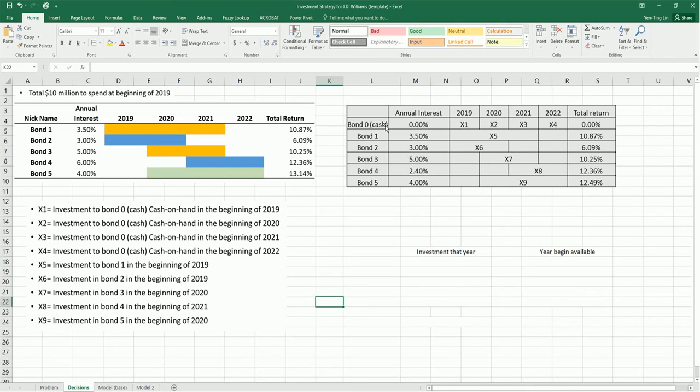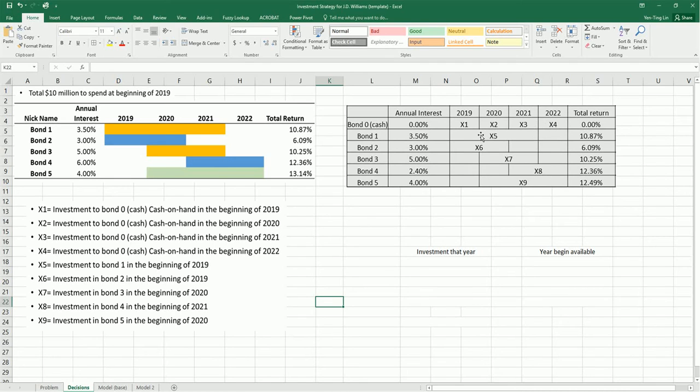choose your decision variables. The decision variables will be the amount you're going to invest in each bond. And I have a table here to visualize it. So X1 through X4 is the amount you're going to invest in bond 0, which is cash. And the maturity of cash is 1 year, okay? Because we assume that you invest at the beginning of each year only. So you can see cash as a bond with 1 year maturity and 0 interest rate.